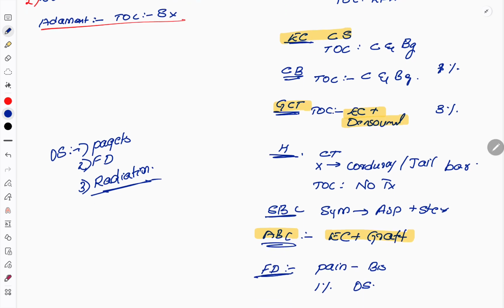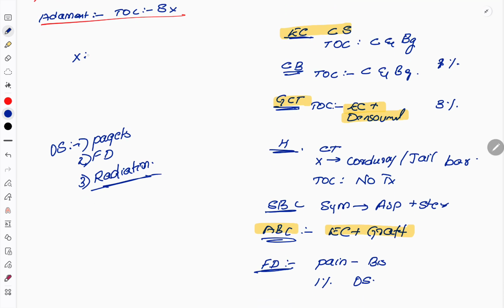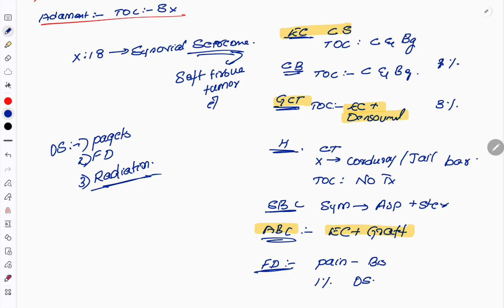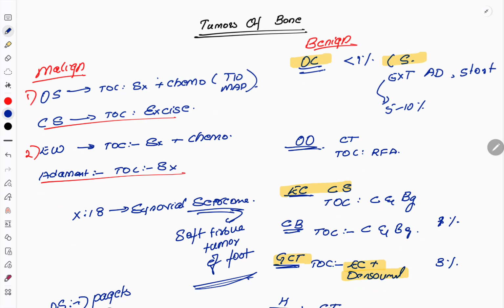One new thing: the X;18 translocation is seen in synovial sarcoma. It's a misnomer actually. Synovial sarcoma is not a bone tumor. It's a soft tissue tumor of the foot. I don't know who named it, but it's a soft tissue tumor of the foot. So that is all about bone tumors.